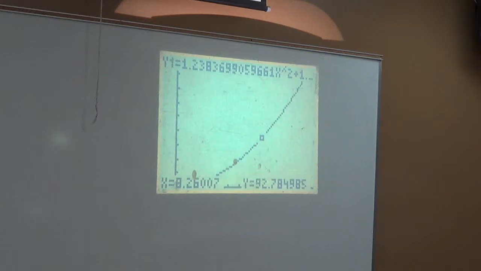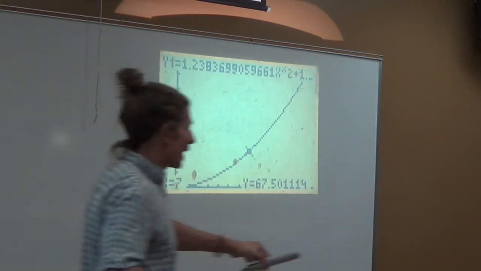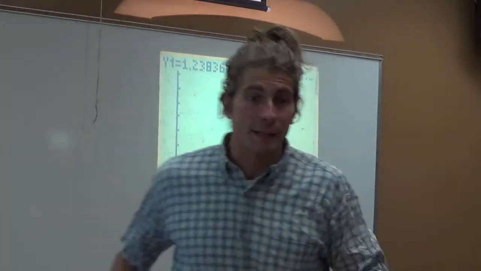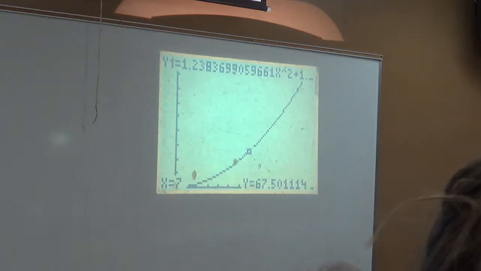Now, let's all get the same point on the curve. Everybody type 7 and get the y value and make a note of what it is. Invalid. Oh, you have to put quad reg first. That's what I've been doing. Quad reg, y vars, boom.